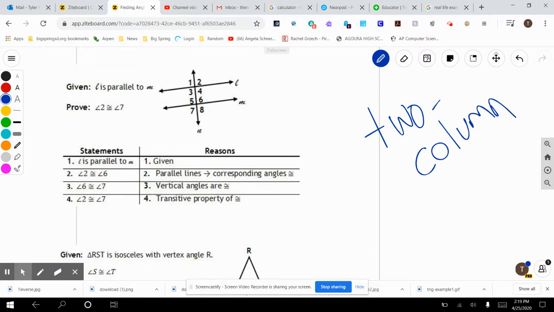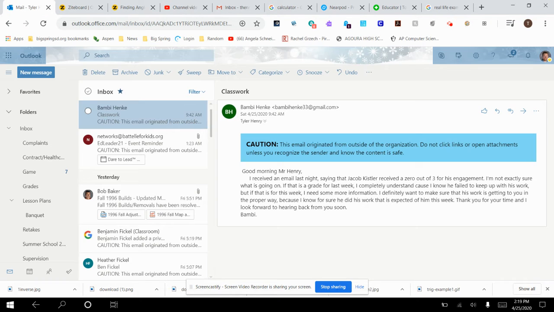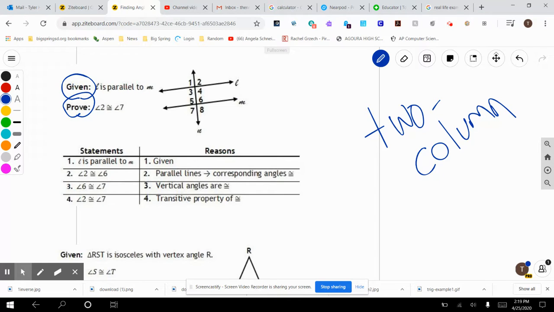So you can see here when we're doing a proof, we have a given. Okay, so that's a piece of information that we know is true. And we have something we're trying to prove. So in this case, it says given L is parallel to M. Prove angle 2 is congruent to angle 7. So you can see here the first thing you always write is the given. That's always your first thing. So the statement is L is parallel to M. The reason is that was given.